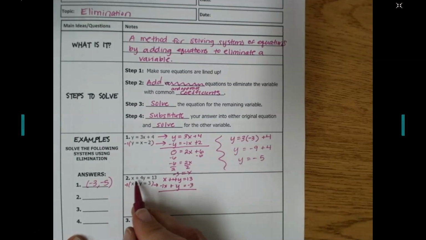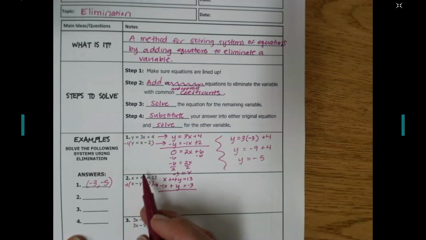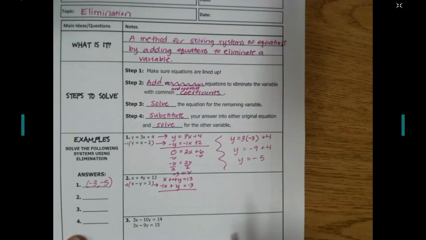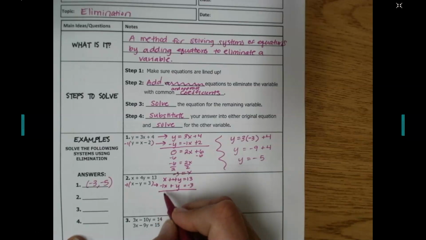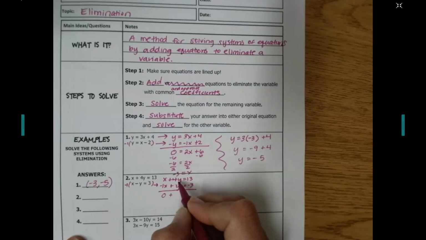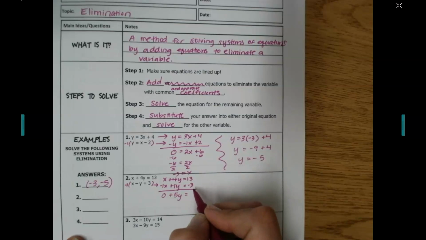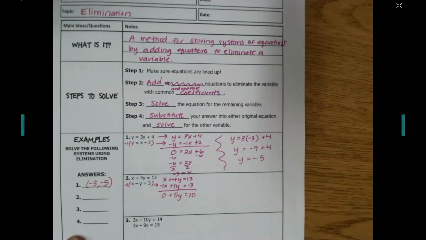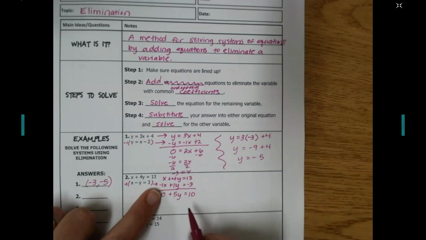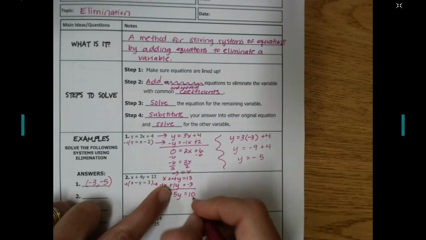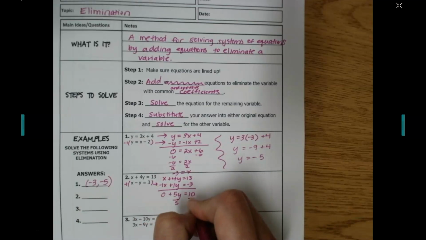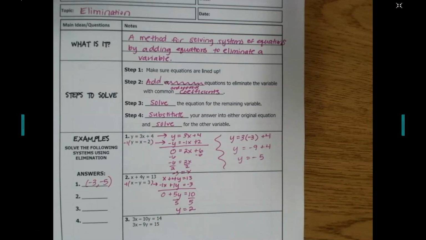Okay, now notice these were in a different order than this, right? But see how they all lined up? I have x over x, y over y, constant over constant. Okay, x and -1x, that cancels out, they're gone. So that's just 0, right? Plus 4y, and that's an understood 1y, is 5y, equals 13 minus 3 is 10. Okay, well, it's just plus 0, so that's not even really there, right? So I can just solve for y, divide both sides by 5, and y equals 2.